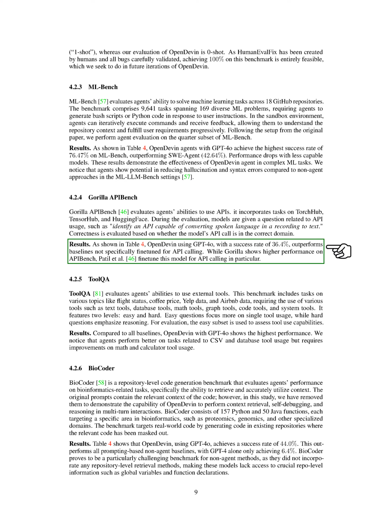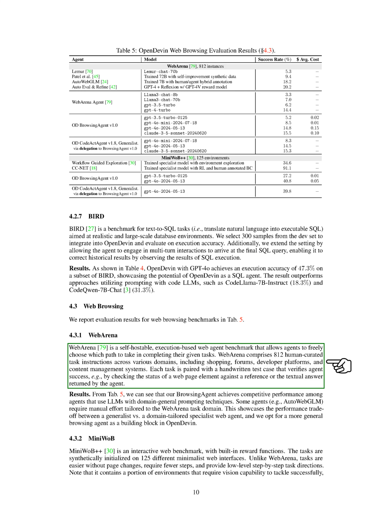Section: Web Browsing. In this section, we present the evaluation results for web browsing benchmarks. First, we discuss Web Arena, which is a benchmark that we can host ourselves. It allows web agents to choose their own paths to complete tasks. Web Arena includes 812 tasks that have been carefully curated by humans, covering various areas like shopping, forums, developer platforms, and content management systems. Each task comes with a test case that checks if the agent has succeeded, for example, by verifying the status of a web page element or the text returned by the agent.